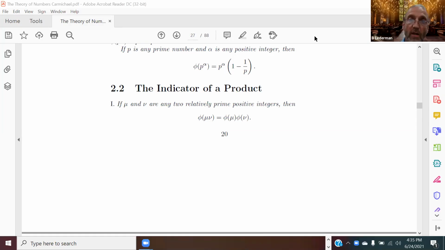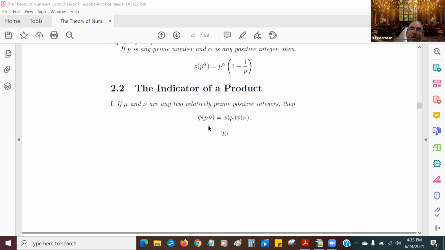Hi, everybody. Here we are with section 2.2, and this is the indicator of a product. So we learned about the phi function. That's all the numbers that are relatively prime to p. Now we want to know about the phi function of a product. So here's the big formula.